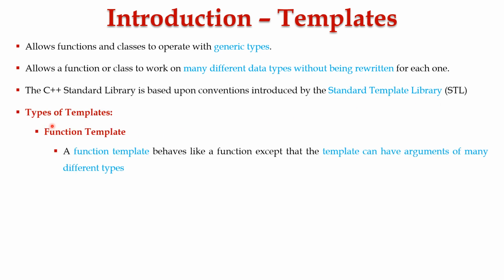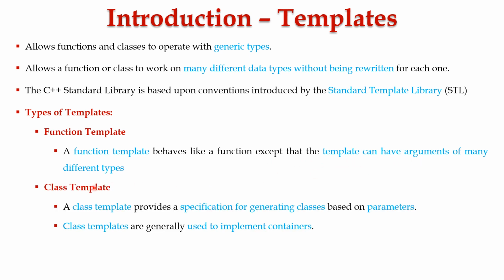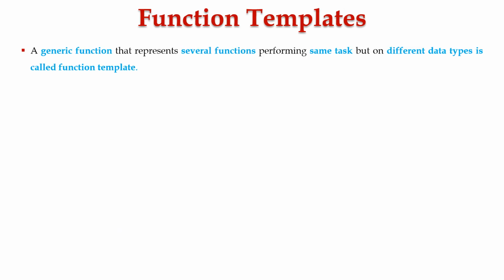Now let's check out the types of templates. First come function templates. A function template behaves like a function except that the template can have arguments of many different types. Next, class template. A class template provides a specification for generating classes based on parameters. Class templates are generally used to implement containers.